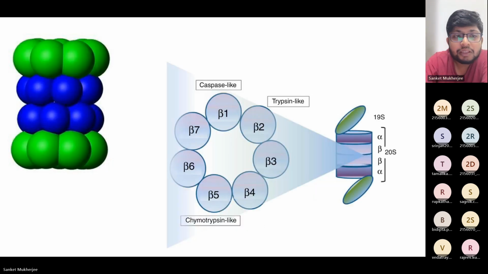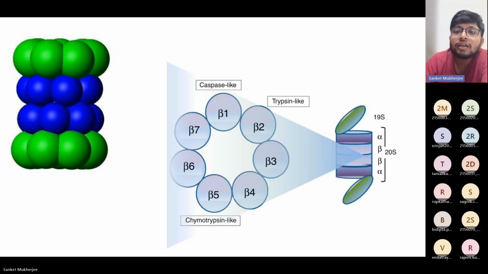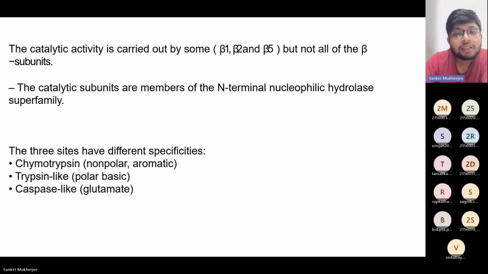So this cylindrical part, the 20S proteasome, contains your proteases. So caspase-like proteases, trypsin-like proteases, chymotrypsin-like proteases. What will be the function of these proteases? They will hydrolyze the peptide bonds between the amino acids. That is correct. So essentially it will break down the proteins, right? Yes, sir. So that is essentially what happens.